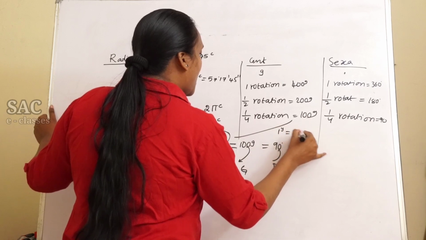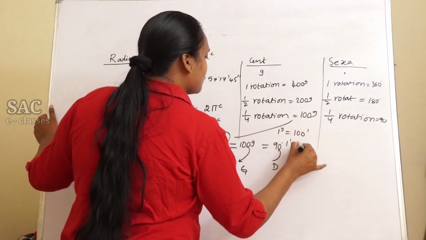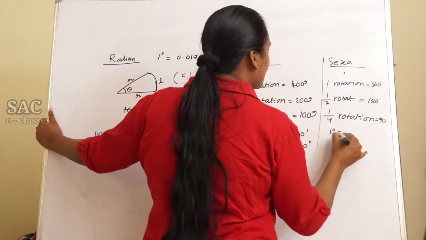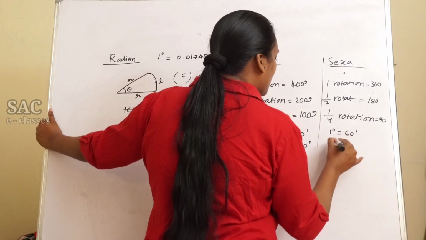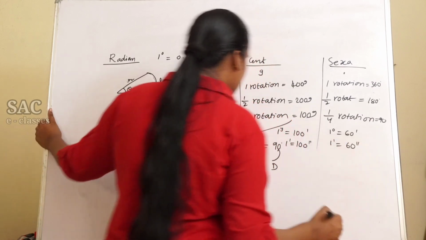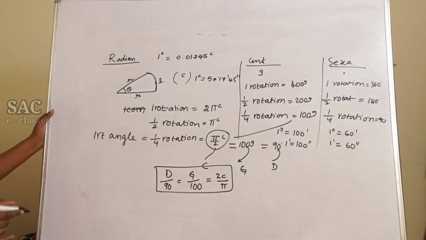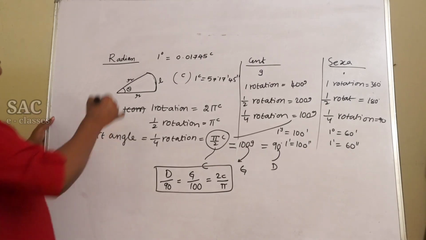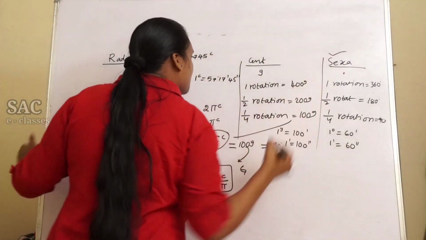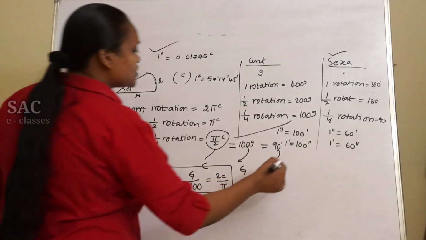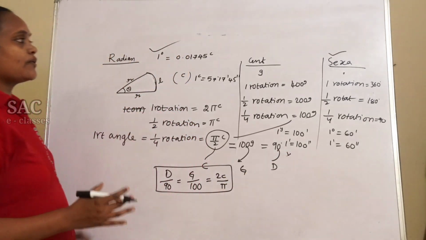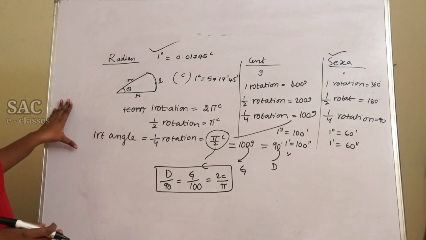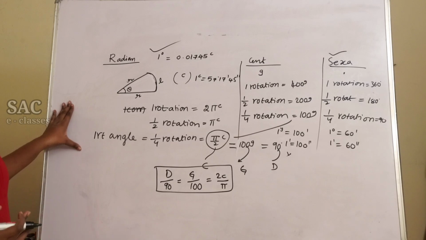And in the centesimal system, 1 grade is equal to 100 minutes, where 1 minute equals 100 seconds. In the sexagesimal system, 1 degree equals 60 minutes, where 1 minute equals 60 seconds. This is about the three different systems which are used to measure an angle. But we use the radian measure and sexagesimal measure. Usually we won't use the centesimal system, but we are going to learn some problems based on the sexagesimal, centesimal and radian measure, how to interconvert one system to another system.